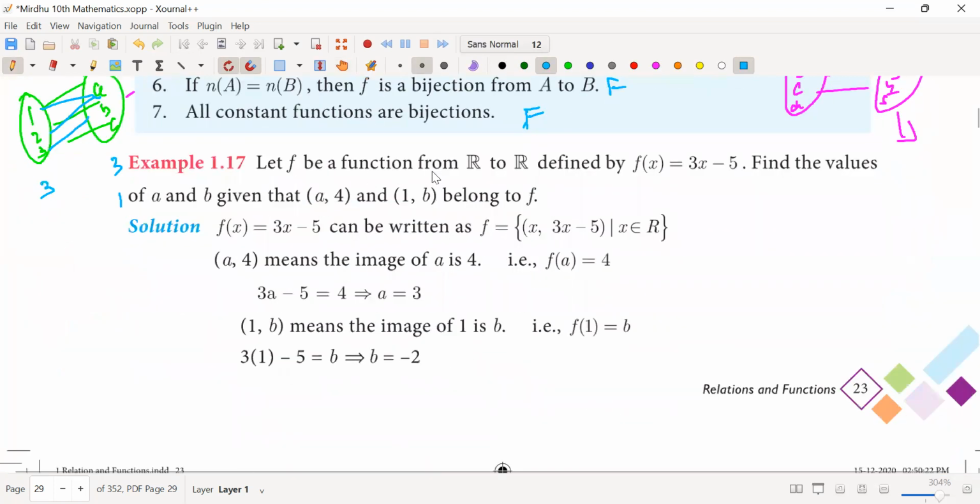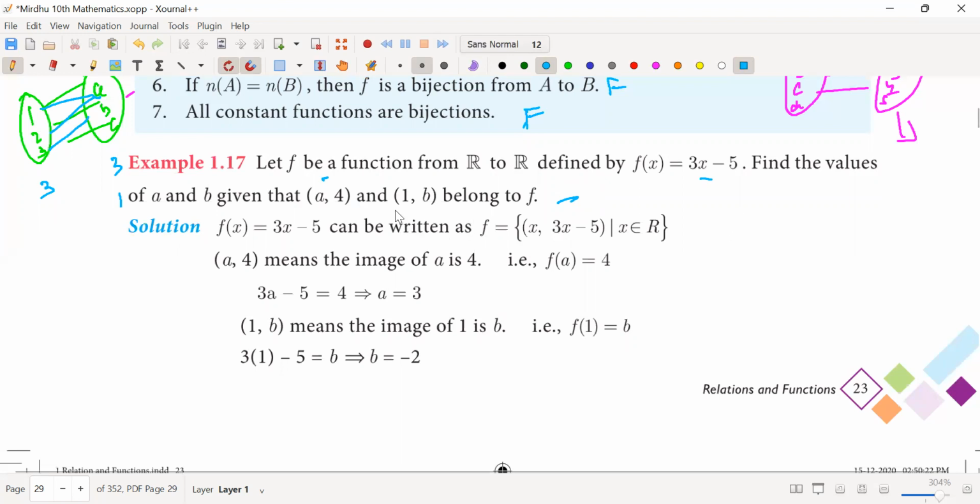Example. Let f be the function R to R defined by f of x equal to 3x minus 5. Find the values of a and b given that (a, 4) and (1, b) belong to f. Okay. They are saying that (a, 4): if I substitute a value of x, I'm getting the result as 4, where x is a.